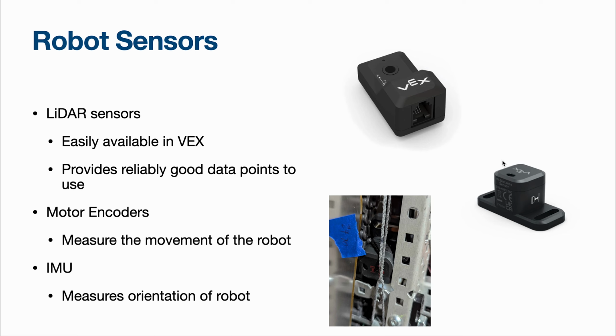Next, or the last thing before we get into it, I guess, is the sensors. So we're going to use LiDAR sensors or time of flight sensors, like single point LiDAR sensors. This sends out a beam of light and waits for the response. These are pretty good and easily available in VEX. They provide like 1%-ish error. I would not quote me on that; I've just seen that anecdotally in my evidence. And then motor encoders, these will measure movement of the bot, and an IMU to take into account the orientation of the robot.